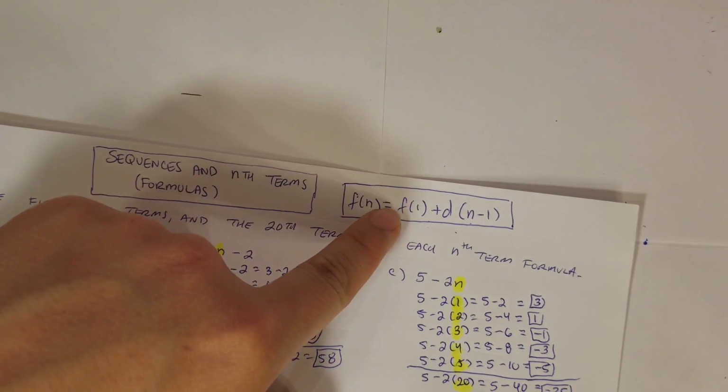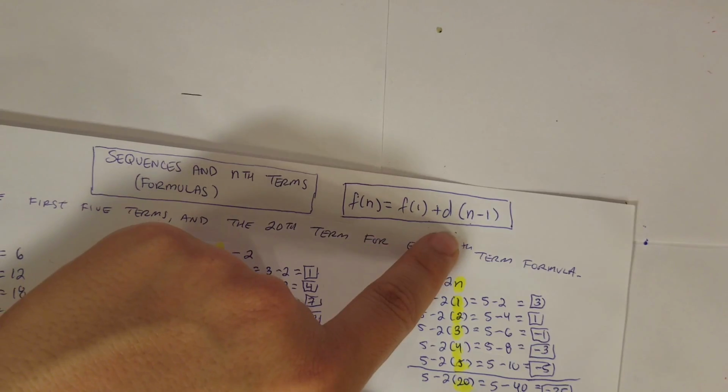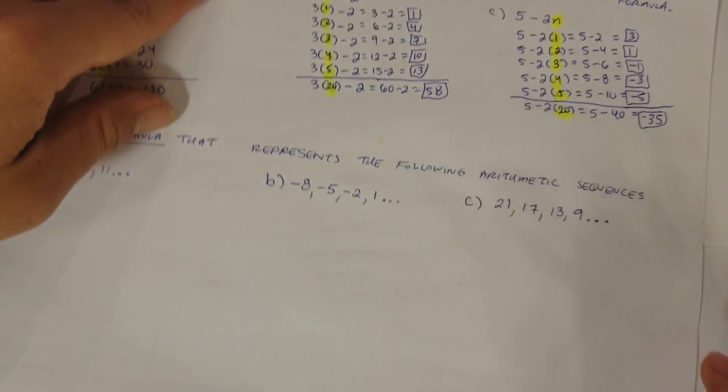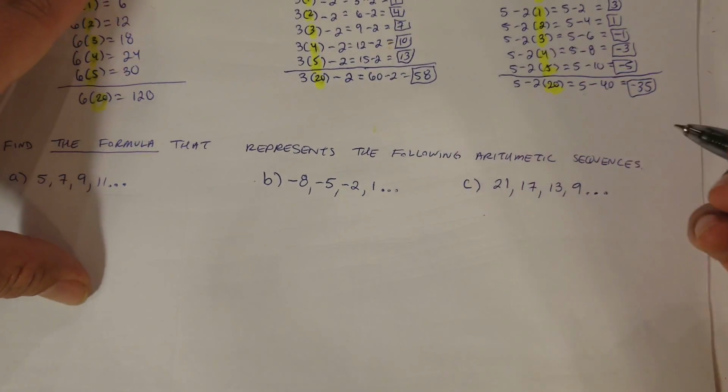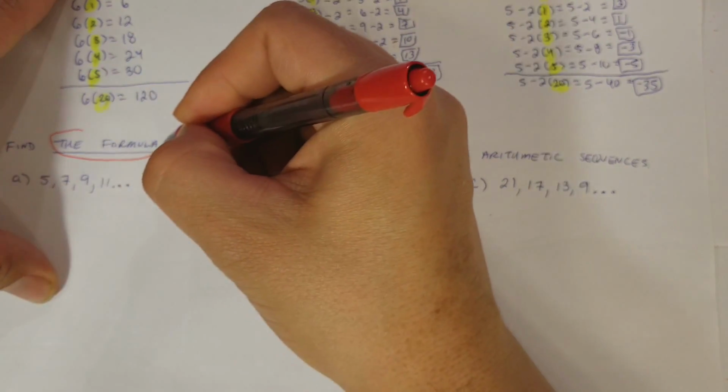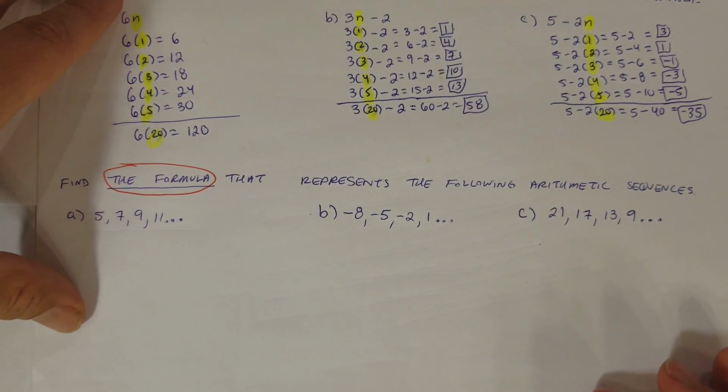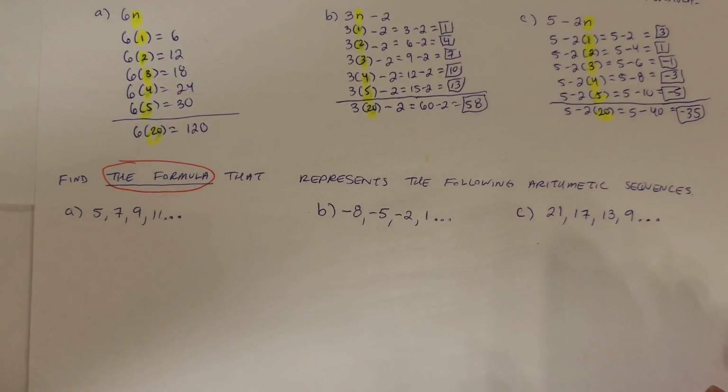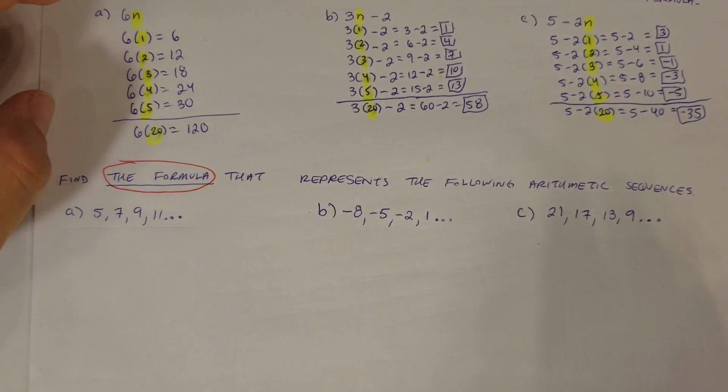Oh, this is where this guy comes in. F of n equals f1 plus d multiplied by n minus 1. Now for these ones, make sure you understand that you need a formula, right? So you want the formula, which means that your answer is not going to be an actual number. It's going to be a formula. So it's going to be in terms of n. N is in Nancy.